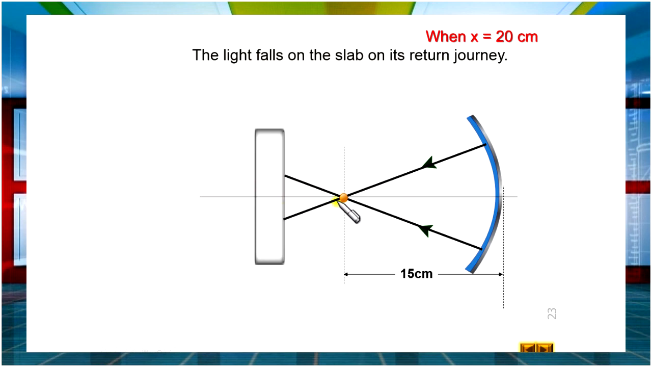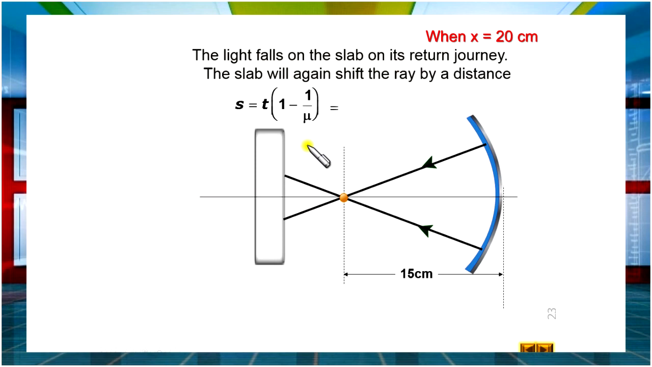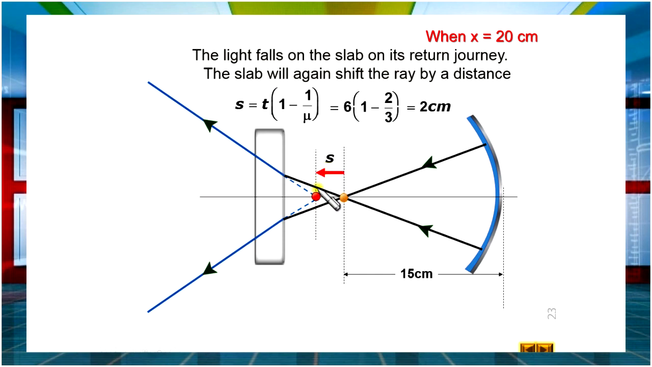Right? And we know when the ray will pass through the slab, shifting will occur, and shifting should be in the direction of the ray traveling, that is in the left direction. That means if the observer is here for the final image, the image position should not be at this position. It should shift in the leftward direction by the distance S. And S, we know, is equal to 2 centimeter. So S should be in the left direction. Here, this should be shifting, and this should be the final position of the image.